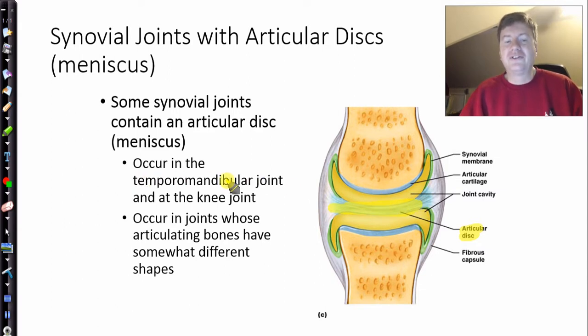You see here it occurs in the temporomandibular joint and at the knee joint. And it occurs in joints where the bones have somewhat different shapes. If you get a chance, look at the skeleton and look at the femur and look at the tibia. The femur is round on its distal surface and the tibia is flat on its proximal surface. They really have different shapes. Well, there will also be some menisci in that joint to help basically make the tibia a nice round articulation with the femur.